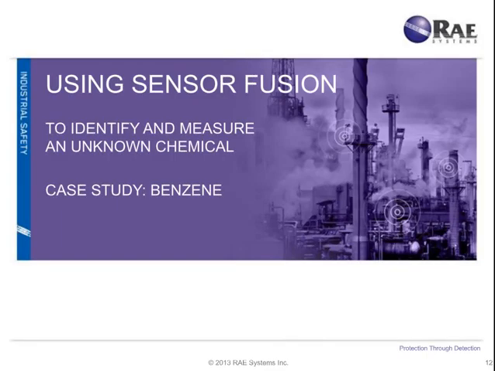Now I'd like to go over some case studies, some specific examples of how sensor fusion can be used to really address the three big needs that we are covering throughout this presentation. So the first one was to identify and measure an unknown chemical. And the specific example I want to use here is how to identify and measure benzene, especially in situations where benzene can be present as part of a mix of many volatile organic compounds that are present at a refinery, for example.